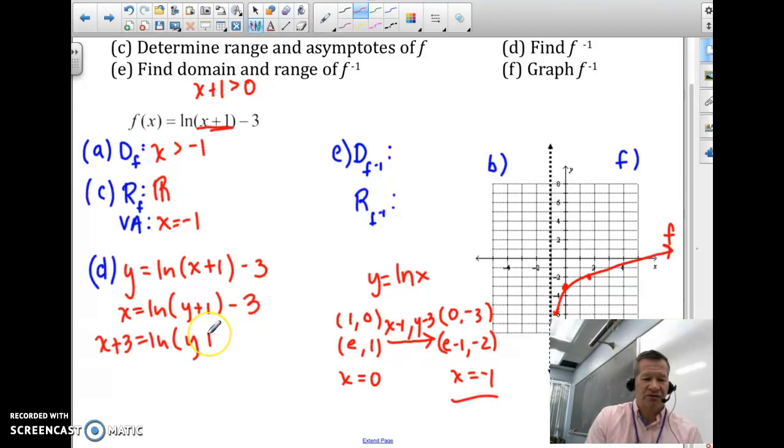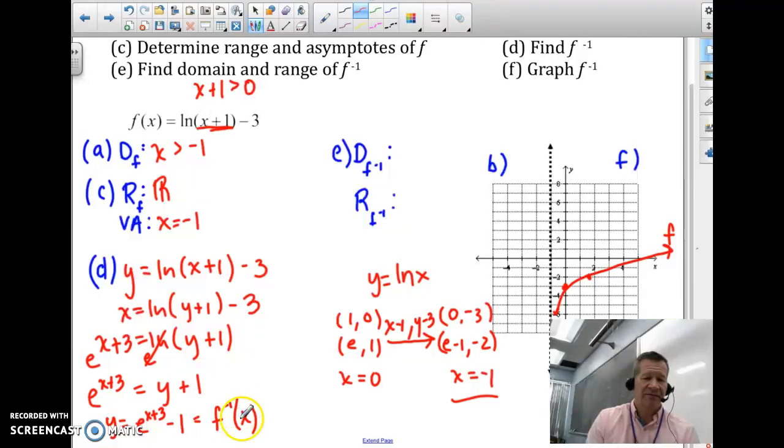Now I need to get rid of that natural logarithm. The inverse of taking a natural log, since a natural log is base e, is using an exponential base e. Logs and exponentials are inverses. So if I apply a base e to both sides, e will cross out this natural log. I now have e to the x plus 3 is equal to y plus 1. Last but not least, subtract 1, and I get y equals e to the x plus 3 minus 1. And that is now my f inverse of x. So I found my inverse.